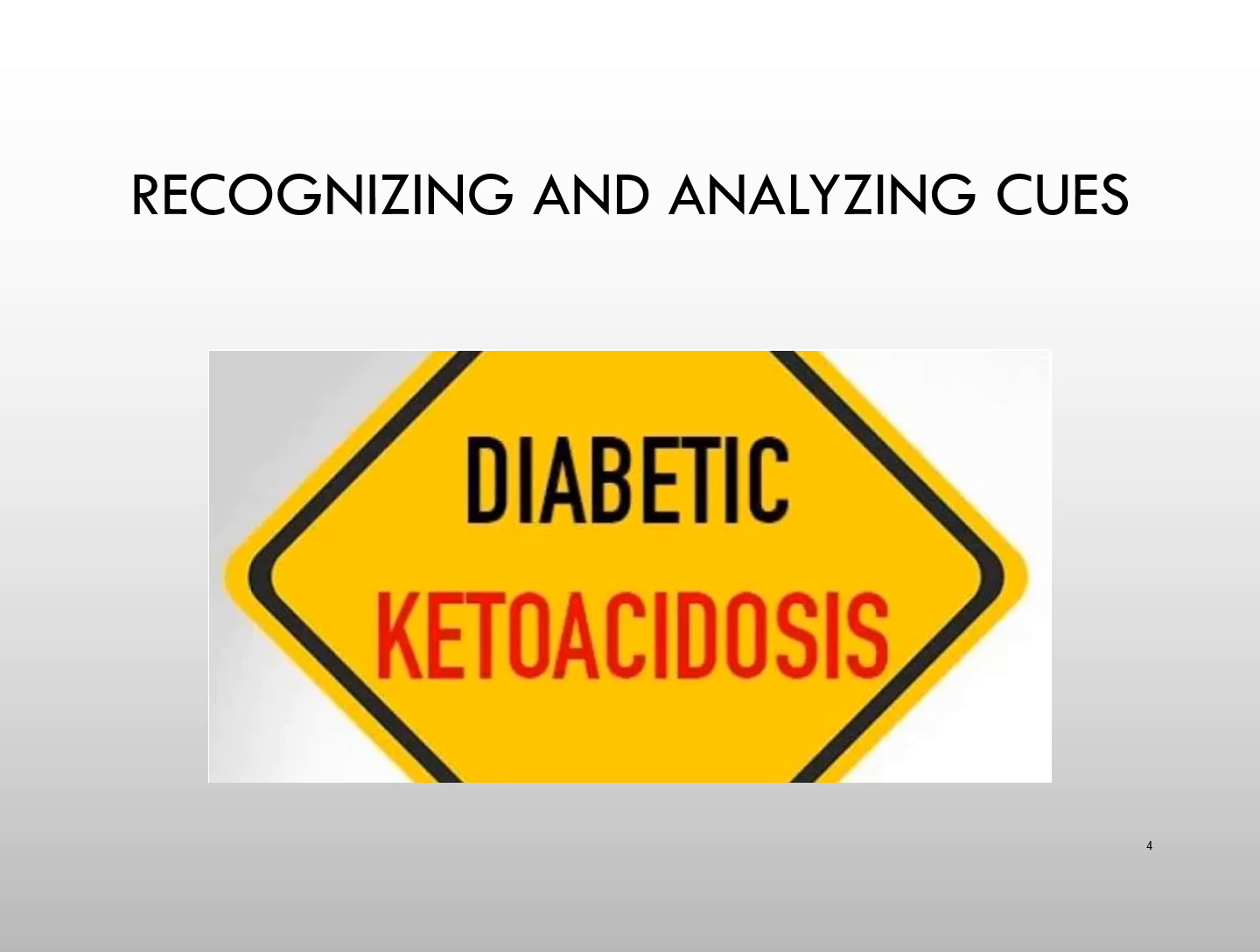When we look at lab findings, our serum glucose is going to be greater than 300 milligrams per deciliter. We will see serum and urine ketones present. The serum pH will be less than 7.35. The serum bicarbonate will be less than 15 milliequivalents per liter, and BUN and creatinine are going to be elevated due to dehydration.